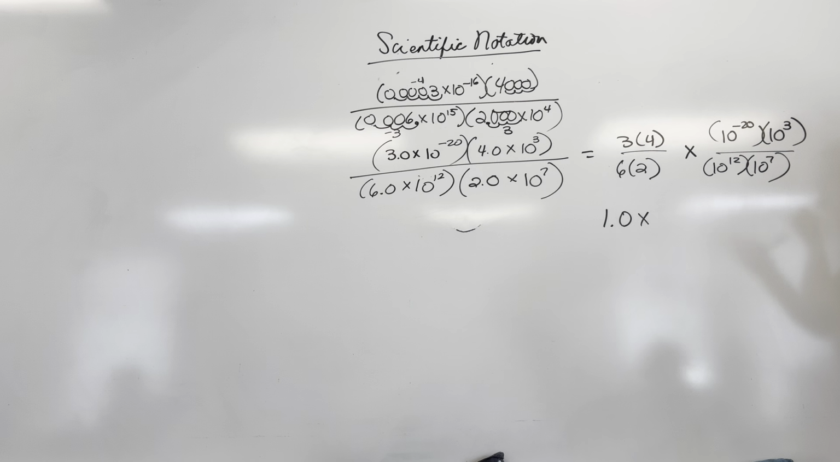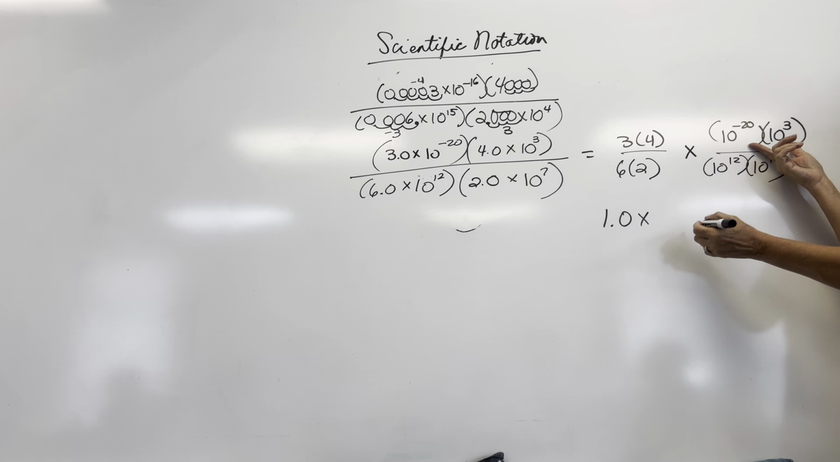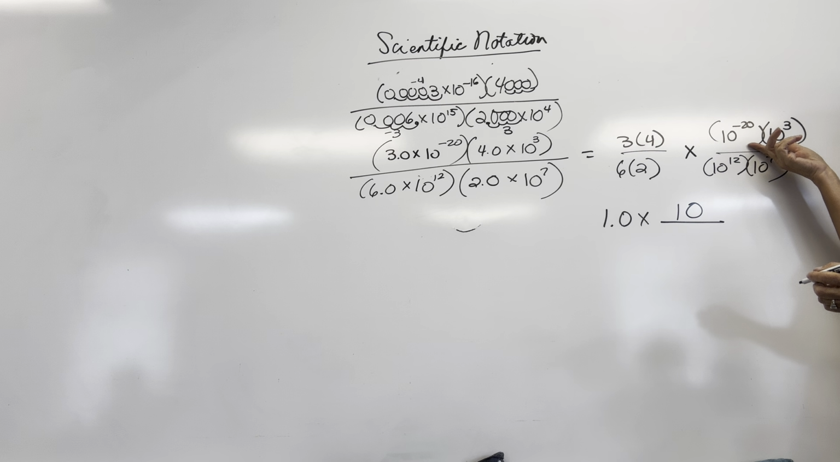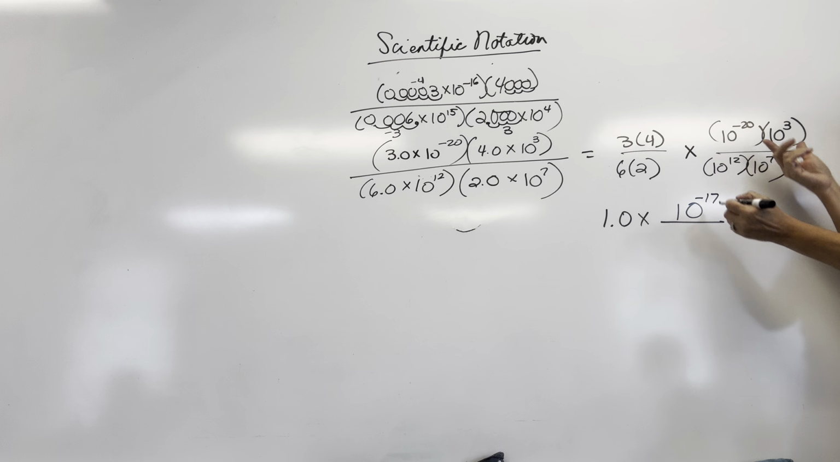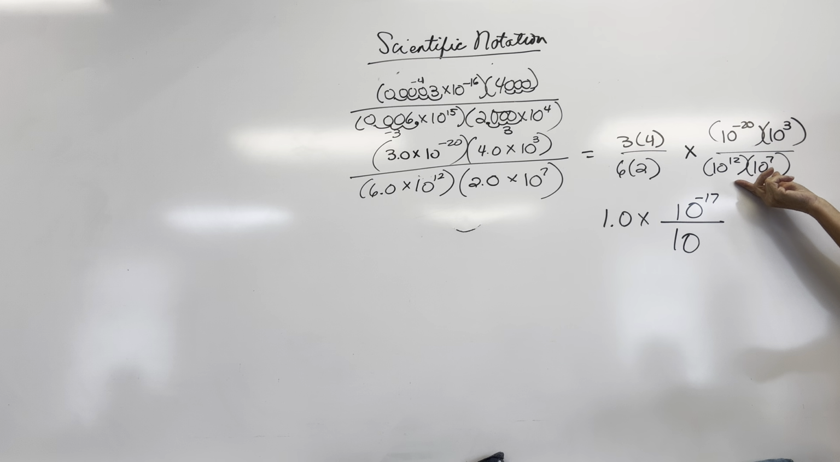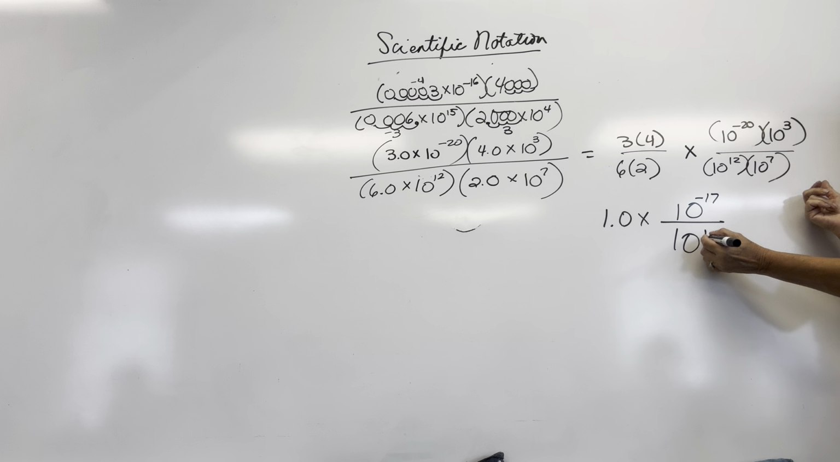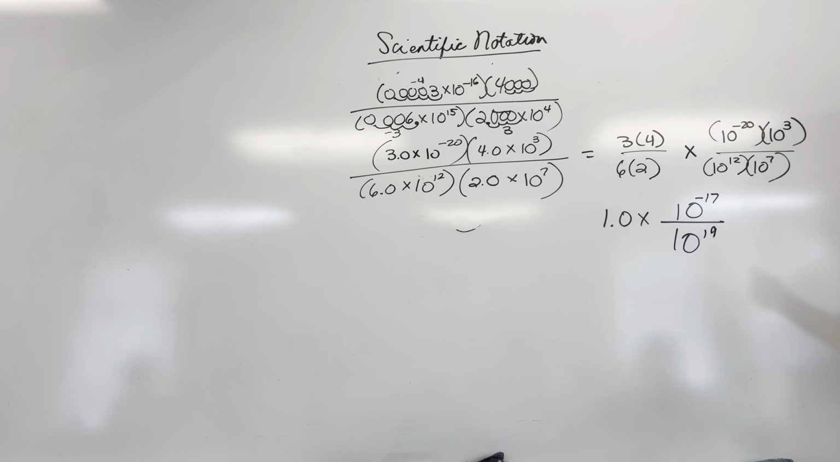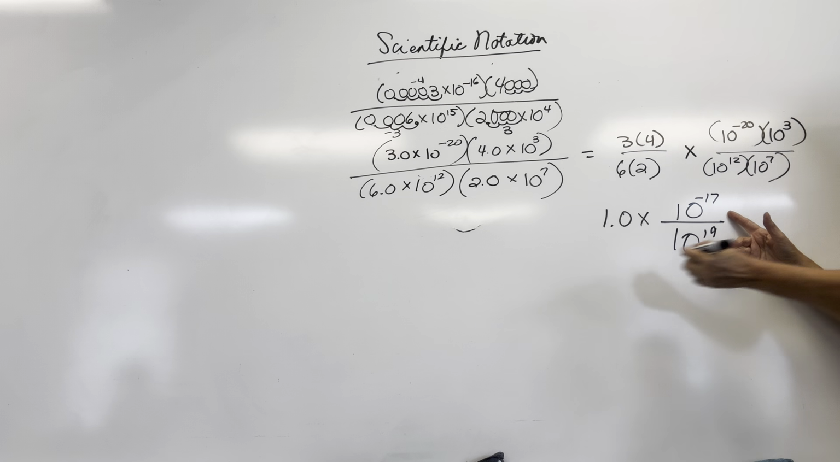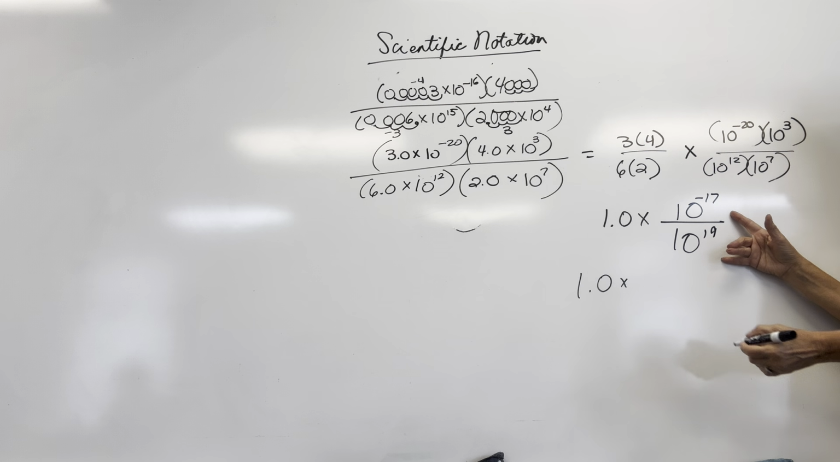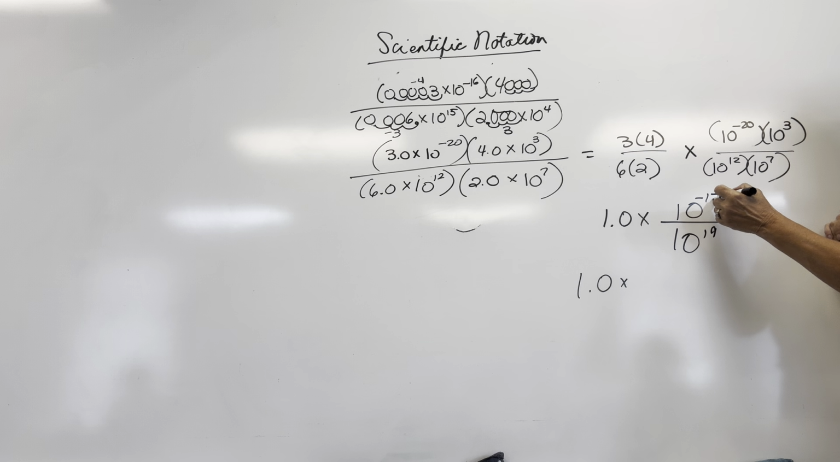All right, let's do our numerator and denominator. Multiplication is addition. So in the numerator, it's 10 to the negative 17 over 10 to the 19th, because multiplication is addition. Now, division is subtraction. So it's negative 17. Division is what?